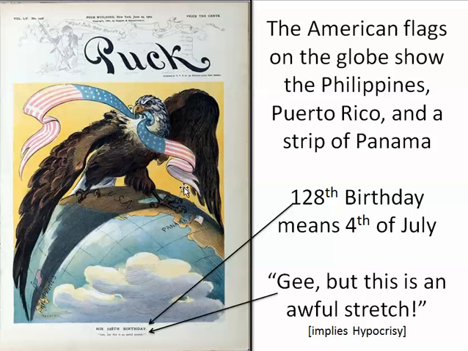And here's a cartoon of the American eagle with his claws sunk into Central America, and down at the bottom it says his 128th birthday, meaning the 4th of July, and then it says "G, but this is an awful stretch," because we see the flags in the Philippines and in Panama and over in Puerto Rico. It's implying that we're hypocrites, that we ourselves have independence but we didn't give it to these islands, so this implies hypocrisy. So the American flags go up, yeah, okay, there you go.